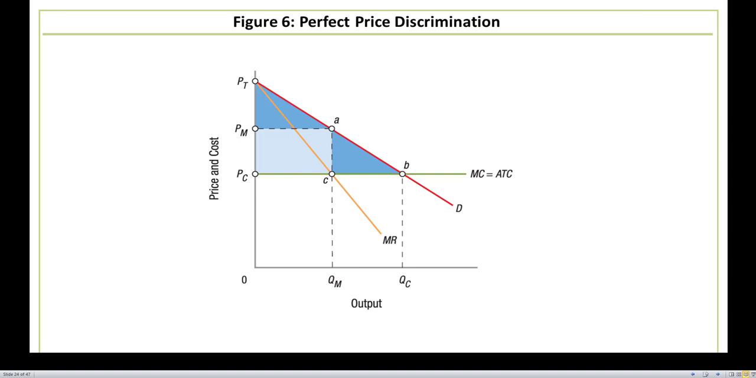And can we find a specific value for the producer surplus or producer profit in this case? Absolutely we can, because the shape right here is going to be a triangle, and we already know how to find the area of a triangle. So 1/2 times the base times the height. The base right here is going to be QC minus 0 because that's the distance right here. And then the height is going to be PT minus PC. So if we gave you specific numbers for each of these variables right here, you'd be able to find that area.